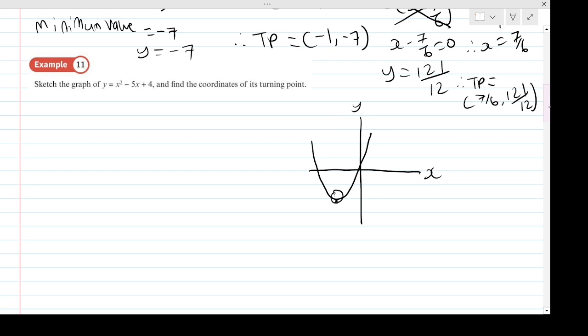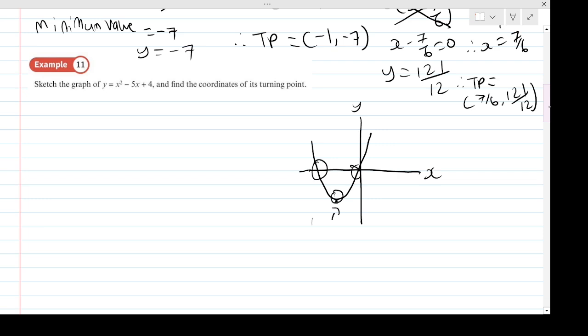But also with the graph, it's going to have intersections with the x and the y axis. That's what else we can work out. So we can find the coordinates of the turning point. But we can also find the points where the graph crosses the x and the y axis. That's all the information we can get, right?